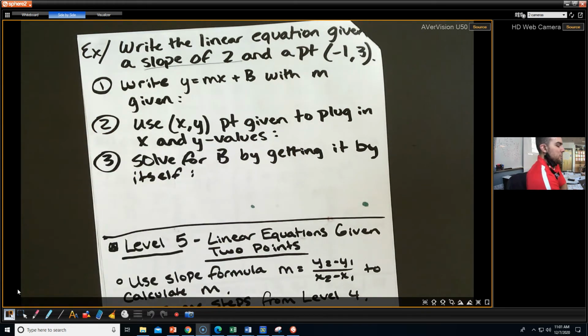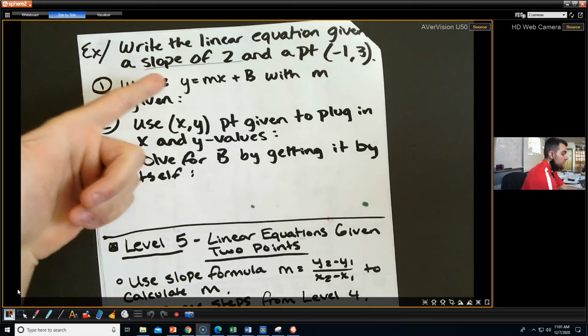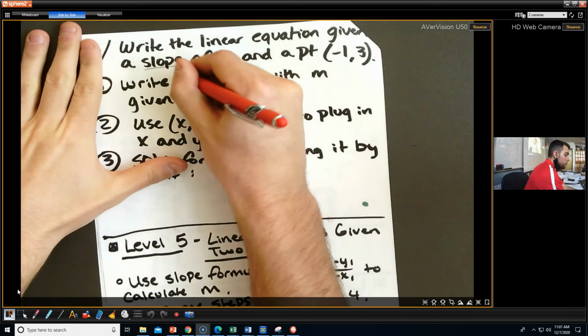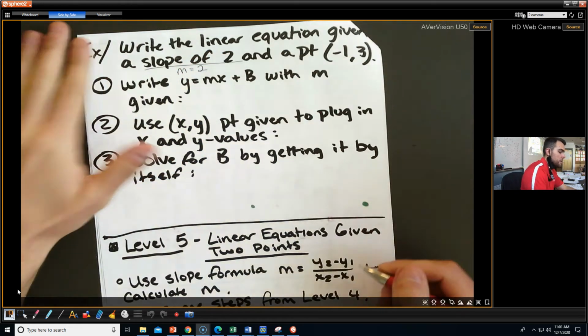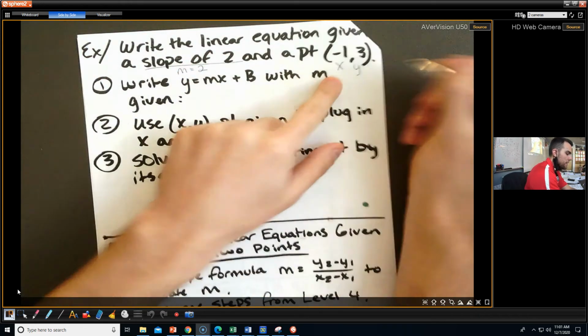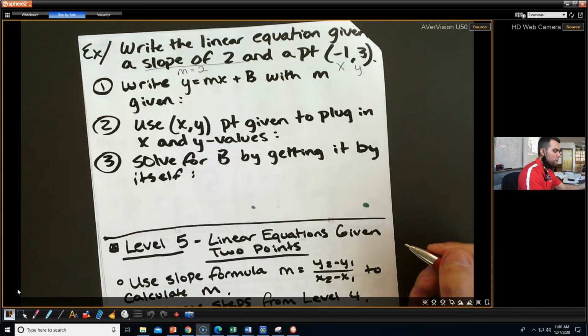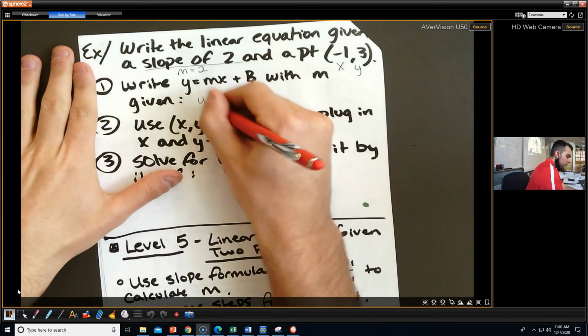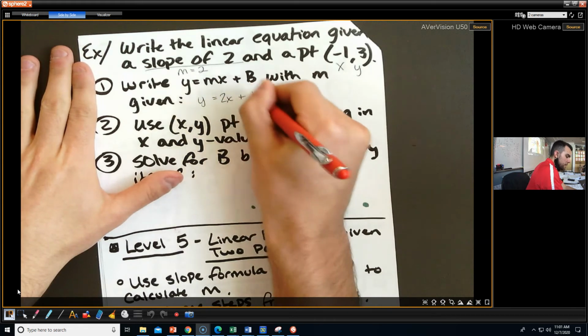Write the linear equation, given a slope of 2 and a point negative 1, 3. So, as I said, if we're getting y equals mx plus b and figuring out what that is, we need the m, we need the b, and in this case, we're given the m right off the bat. M equals 2. And we're given an xy point. So for step 1, write y equals mx plus b with m given. That's just y equals 2x plus b.